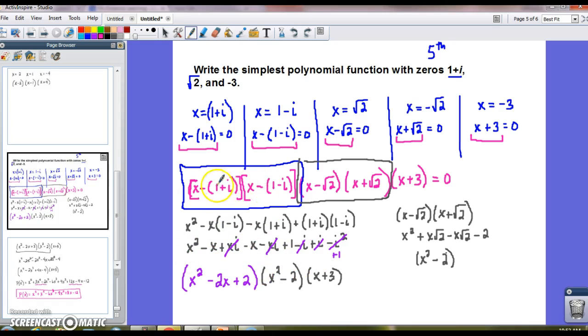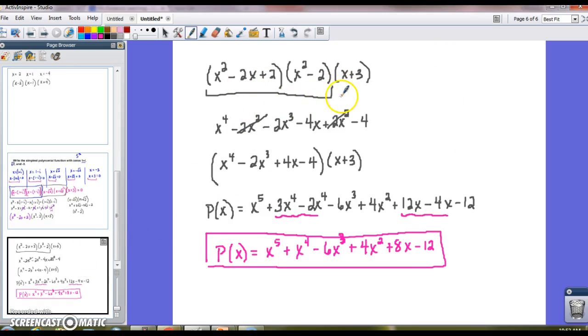I multiplied my first two terms together to get a trinomial. I multiplied my second two terms together. I got a binomial. And then I had that one other binomial. And then I went through and multiplied those together. I multiplied the first two together and then took that product and multiplied it by my last factor. Combined all my like terms, wrote it in standard form, and that is my final answer.